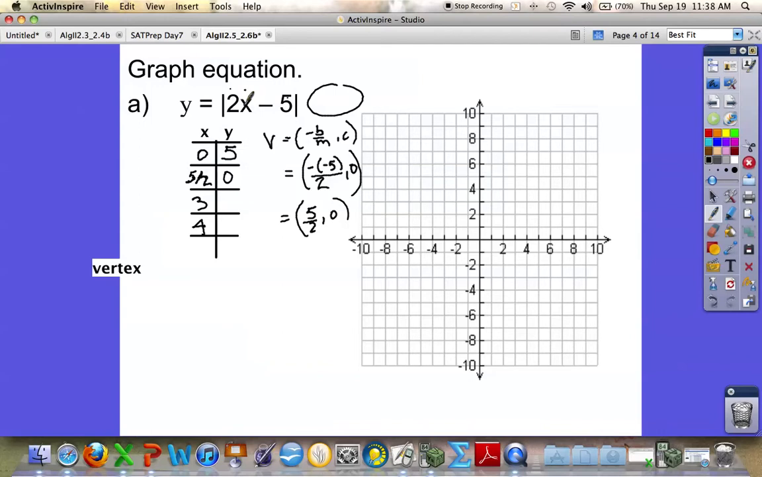Okay, 2 times 3 is 6. 6 minus 5 is 1. The absolute value of 1 is 1. 2 times 4 is 8. 8 minus 5 is 3. The absolute value of 3 is 3. So, start with your vertex. Remember, your points always go from the vertex outward.